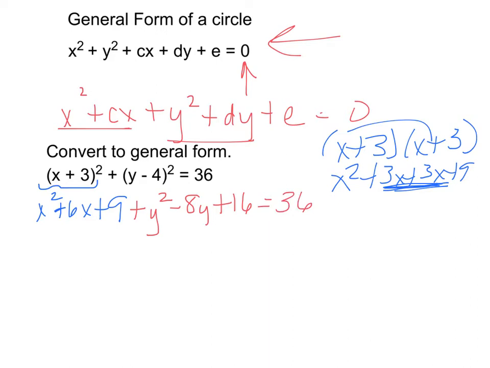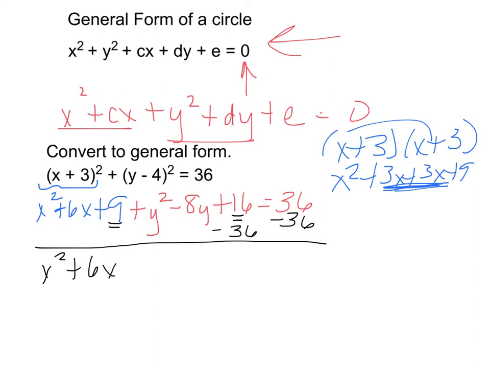Cool. Now notice in general form it is equal to 0. So if I'm looking at these problems, I have this 9, 16, and then I'm going to have to subtract my 36 to bring it over here. And we put all of those together. So you end up with x squared plus 6x plus a y squared minus 8y. And this is one of those situations where I said, if you want to group the x's and y's, they're already grouped. Sometimes that just makes it nice. So you have a 9 plus 16 minus 36. When you put all of that together, you end up with what? Minus 11?